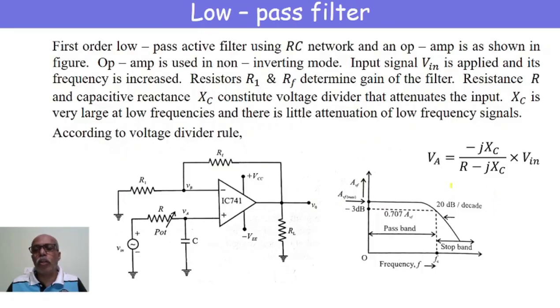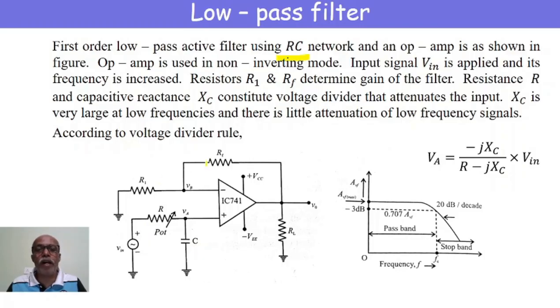So now coming to the low pass filter. We are studying the first order low pass active filter using an RC network. It makes use of resistors and capacitors. The op amp used is in the non-inverting mode. The source, the input voltage, is applied across the non-inverting input terminal, and its frequency is gradually varied.